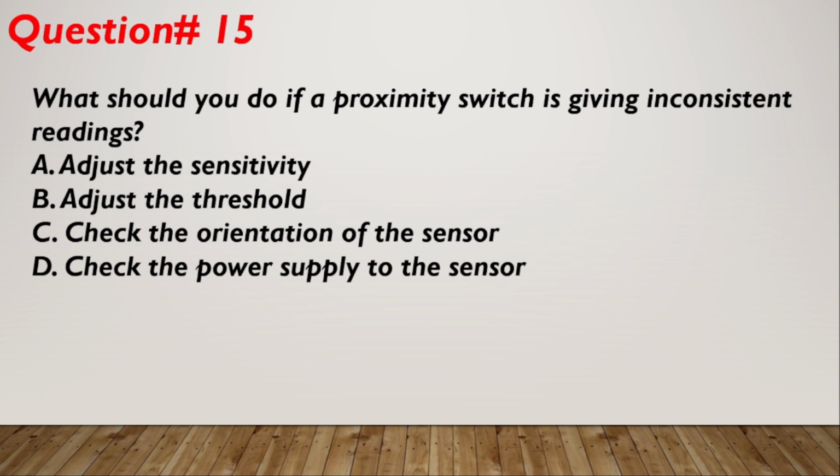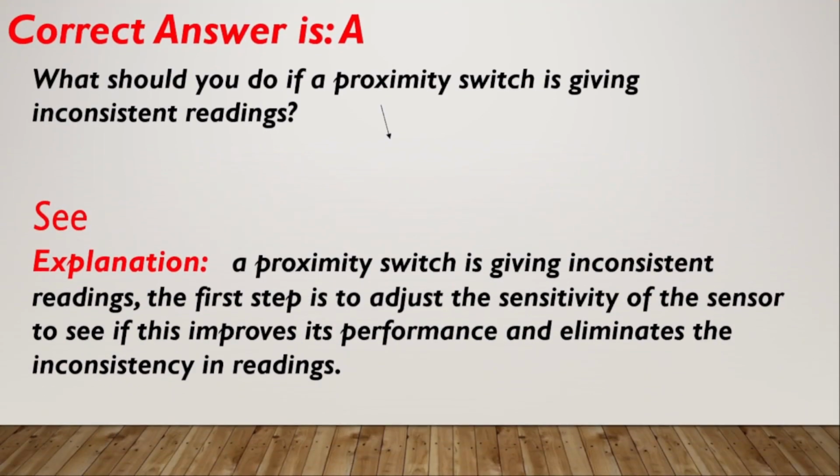Question number 15. What should you do if a proximity switch is giving inconsistent readings? A. Adjust the sensitivity. B. Adjust the threshold. C. Check the orientation of the sensor. D. Check the power supply to the sensor. Correct answer is A. Adjust the sensitivity.